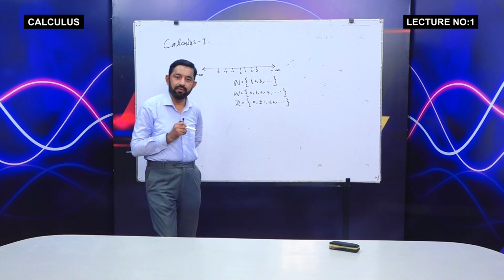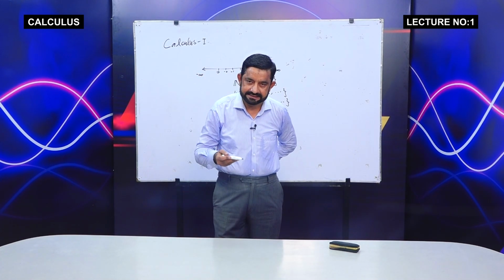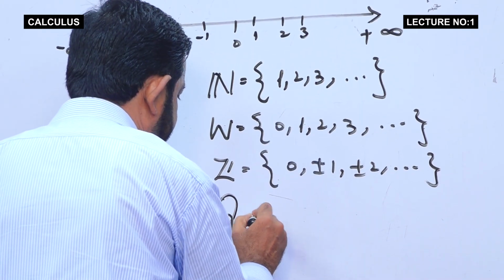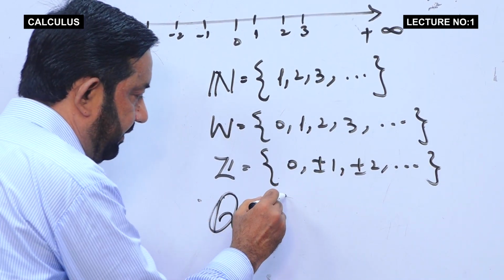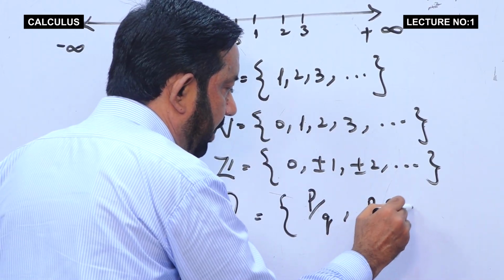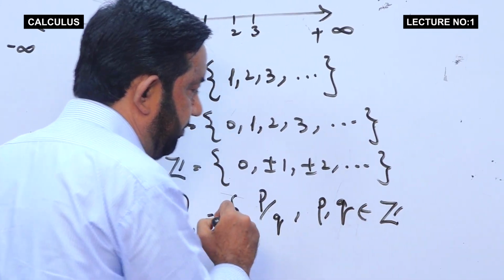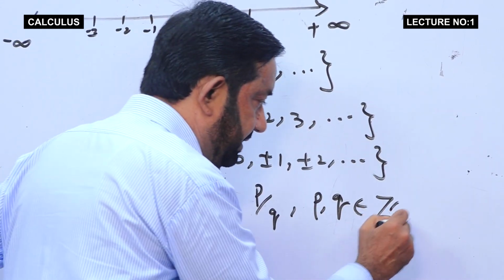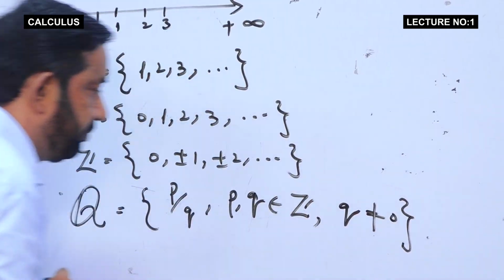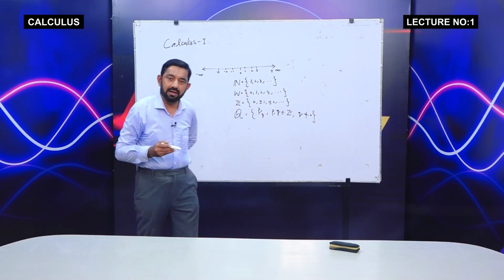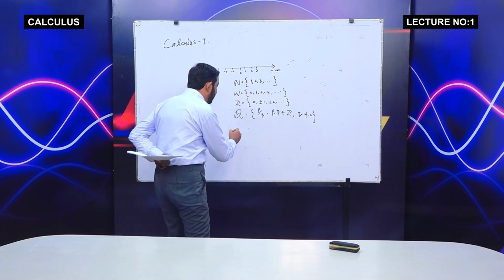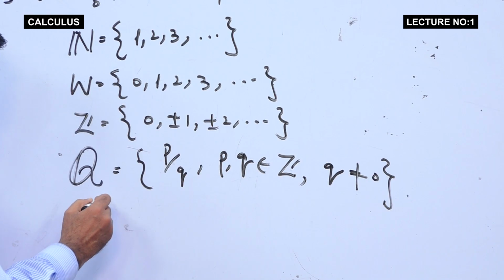Next, we want to define the set of rational numbers. The set of rational numbers is denoted by Q, which can be written in the form p by q, where p, q belong to the integers, maybe positive or negative, but it is important to mention that q must not be equal to 0. And the numbers which are not rational are called irrational numbers, usually denoted by Q dash.